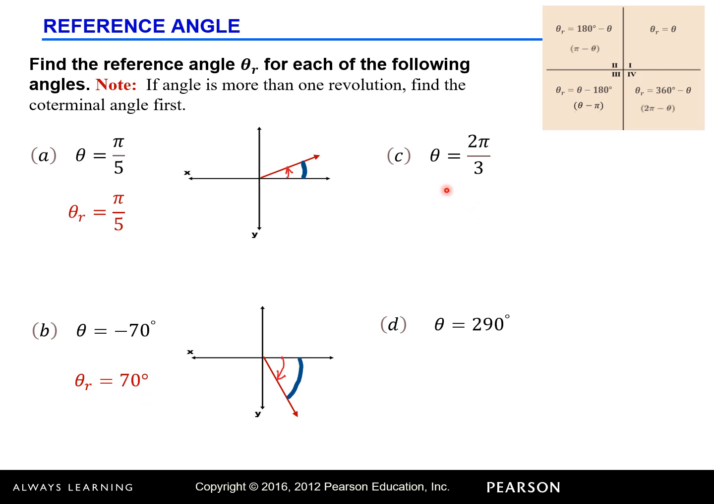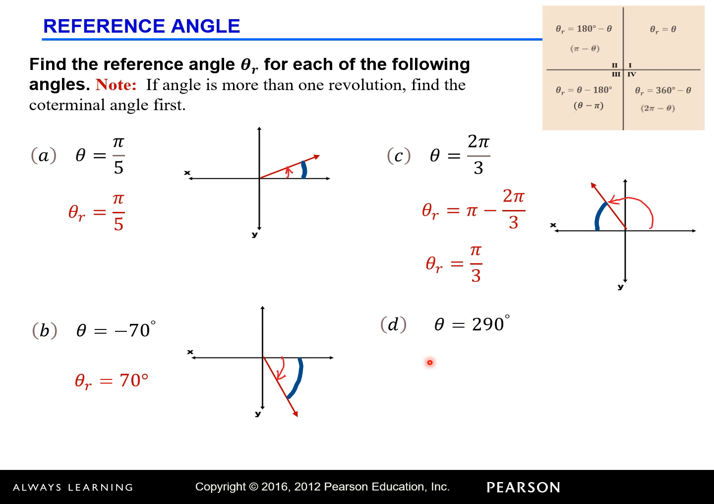Then for letter C, 2 pi over 3 lies in quadrant 2. When it is in quadrant 2 and the angle is in radians, for the reference angle you can use pi minus the angle. So you will get pi minus 2 pi over 3, which is equal to pi over 3. This measures pi over 3.